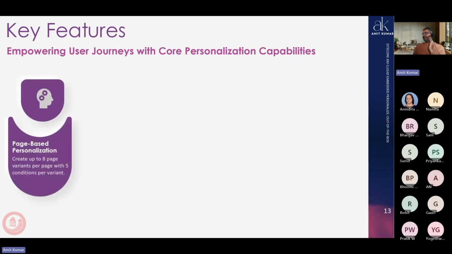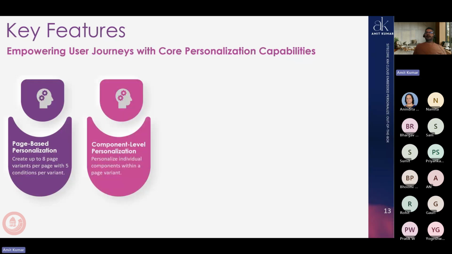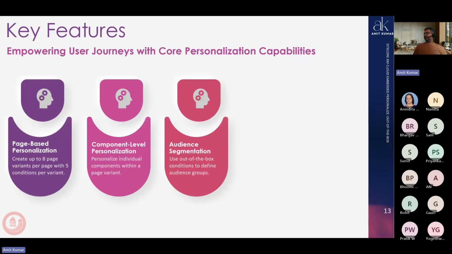It's a page-based personalization, as I was explaining, and you can create up to 8 page variants, and within one page variant, you can add only 5 conditions. And within a page-level personalization variant, you can apply personalization in the components which are added to those pages. Audience segmentation, out of the box, you are getting audience segmentation.